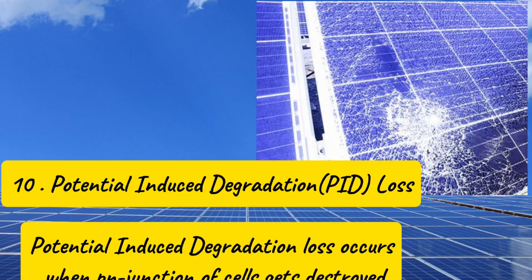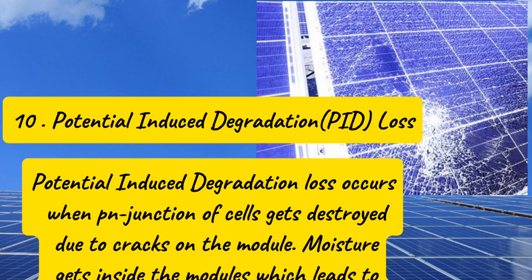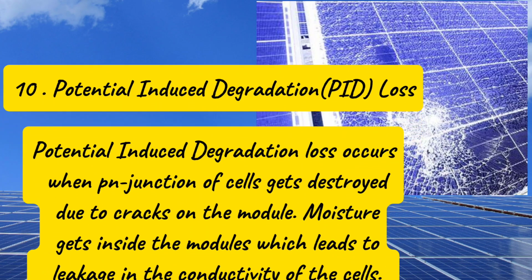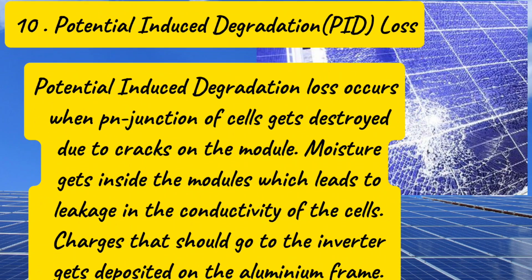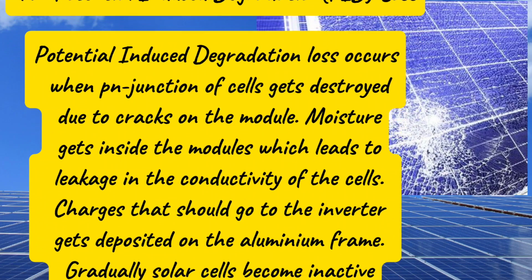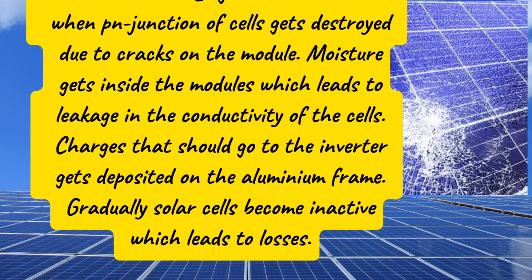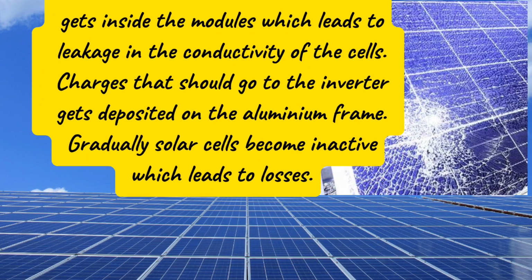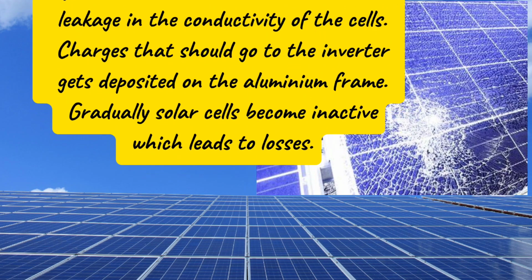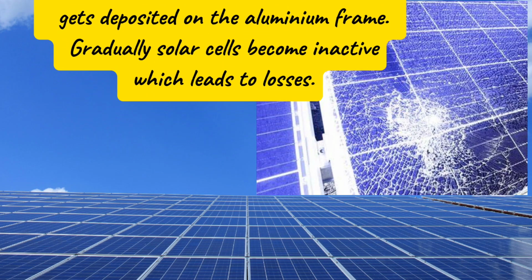Potential induced degradation loss. Potential induced degradation loss occurs when the PN junction of the cell gets destroyed due to cracks on the module. Moisture gets inside the modules, which leads to leakage in the conductivity of the cells. Charges that should go to the inverter get deposited on the aluminum frame. Gradually solar cells become inactive, which leads to the losses.